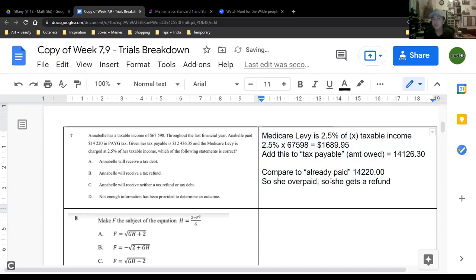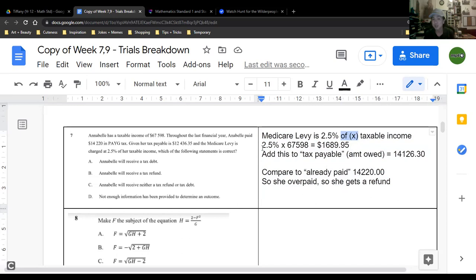Right, so the Medicare levy is 2.5% of... Whenever in financial maths you see the word "of", it means times. That's not an X, that's actually a times. So if you see 2.5% of something, it's 2.5% times that number. If you see a half of something, it will be a half times that number. Of means times. So 2.5% of taxable income.